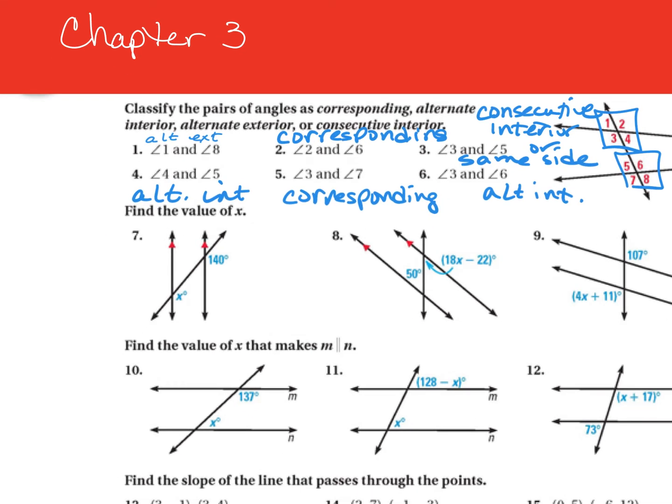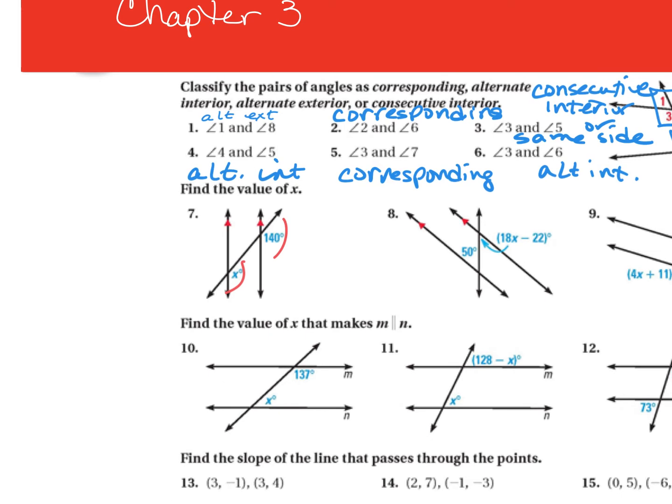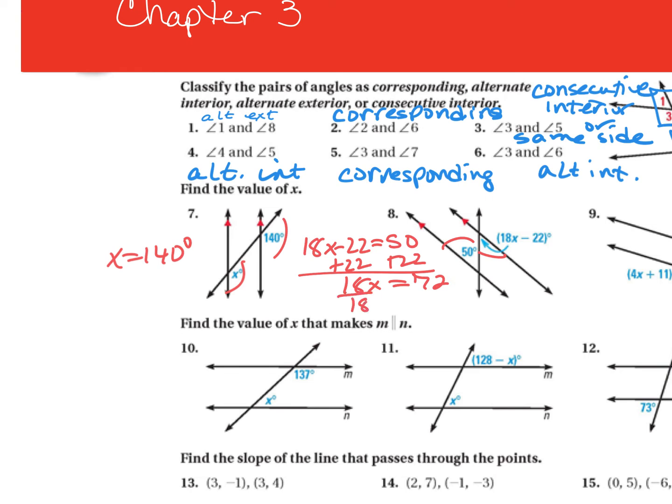So in this picture, we can see that they're parallel. So x and 140 are in the same corresponding part, so they're congruent. So the value of x here is just 140 degrees. For number 8, these angles are alternate interior. So I'm going to set 18x minus 22 equal to 50. Add 22. 18x equals 72. Divide both sides by 18, and x equals 4.